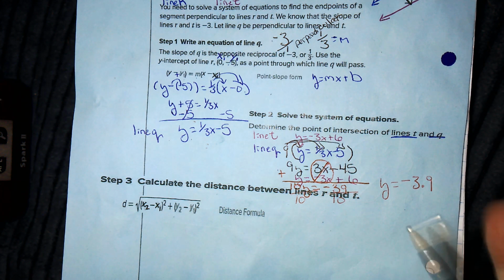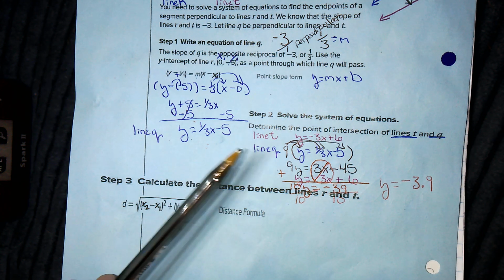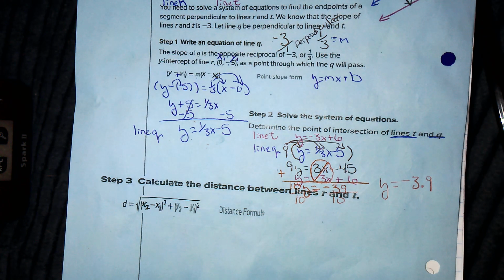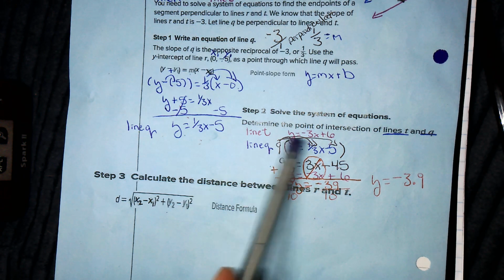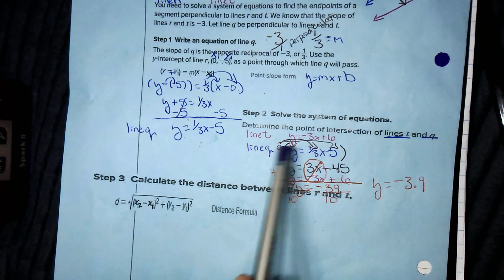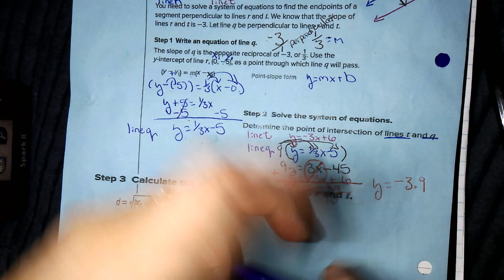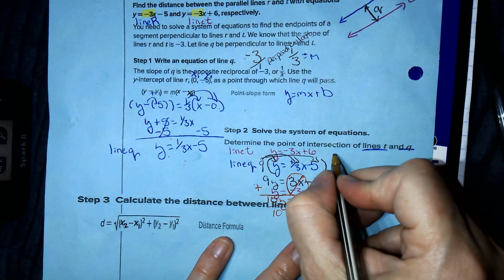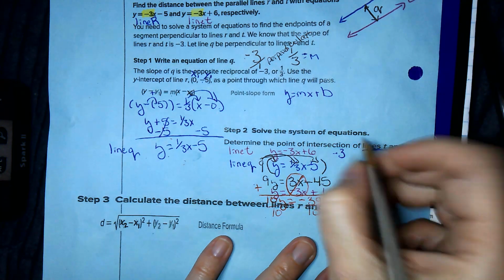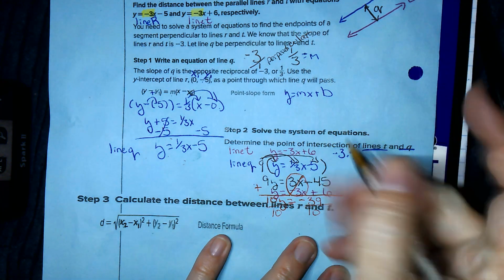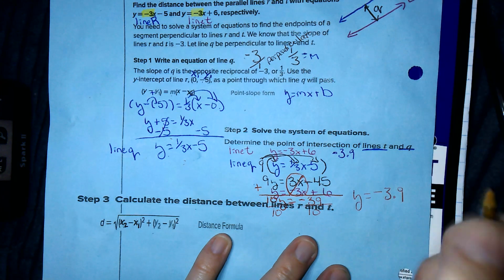Now we have to find x, because we've only found y. So we have to decide, do I want to use line T or line Q? Personally, I want to use line T because there's no fractions involved. You could use either. You could totally use this one if you wanted to. You'll end up with the same x.